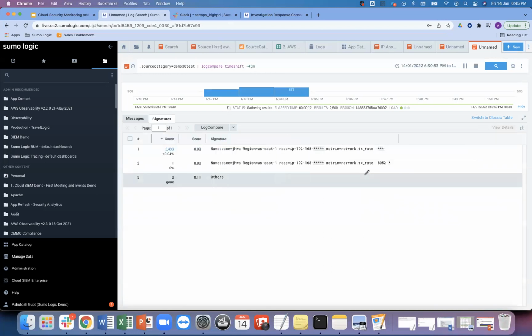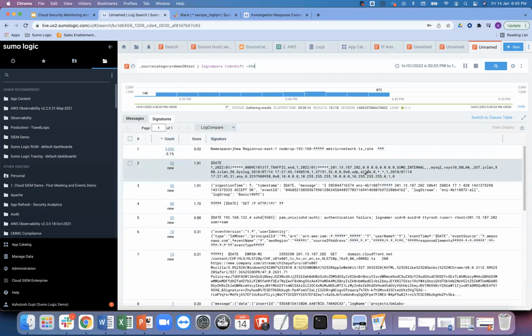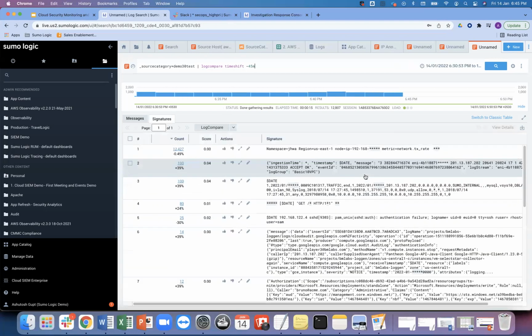So log reduce and log compare also give me a quick understanding of what has been changed. If you see this percentage change, like plus 39%, this kind of log has come in the last 45 minutes. Previously it was not there. It has changed by this much percentage.